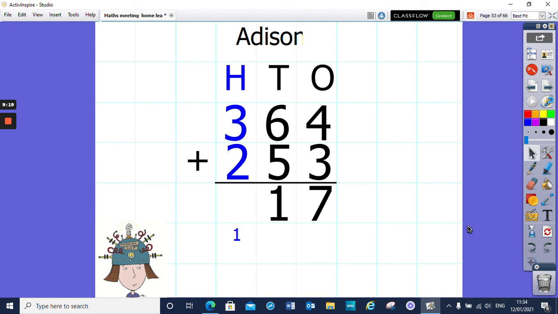300 plus 200. Uh-oh, but don't forget the 100 here. 300 plus 200 plus 100 will give us 600. The answer to 364 plus 253 is 617. Did you get that? Well done.